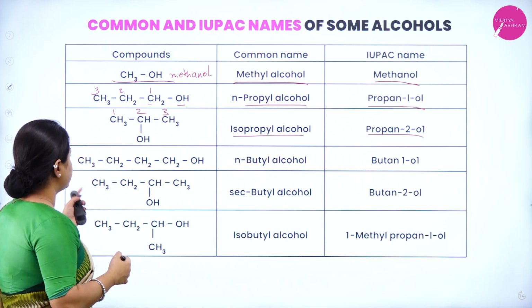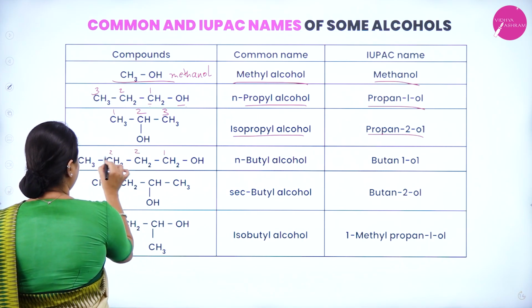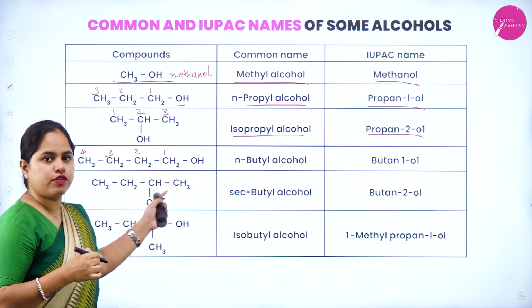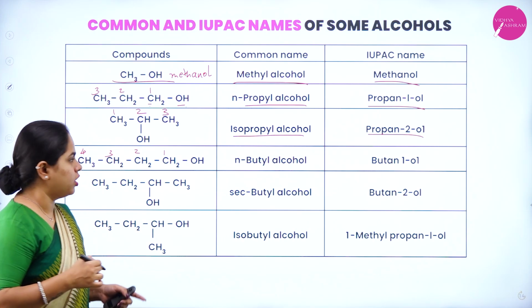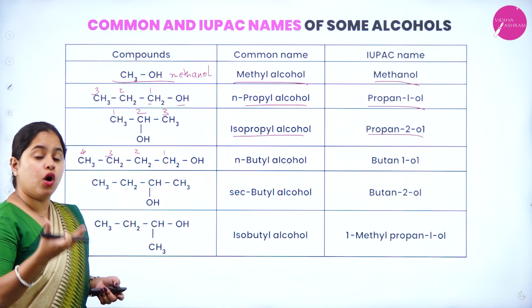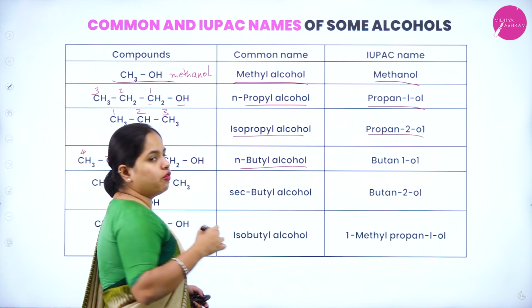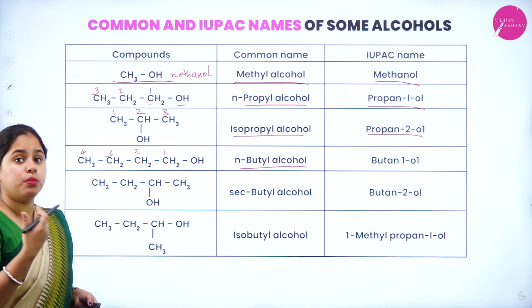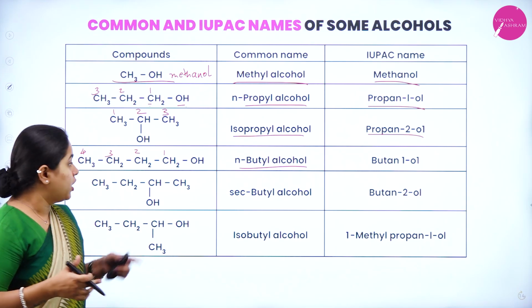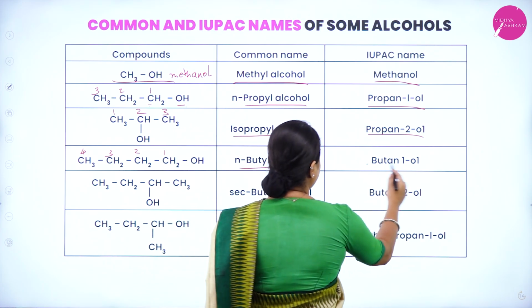Moving on to the next one, CH3, CH2, CH2, CH2OH. So you can have 1, 2, 3, 4. 4 carbon atoms. To the first carbon atom, hydroxyl group is attached. So 4 carbon atoms means it will be butane, right? So what will be the common name? It will be butyl alcohol. And what will be the IUPAC name? It is based on butane. On which carbon atom do you have the functional group? It is the first carbon atom. So it is butan-1-ol.